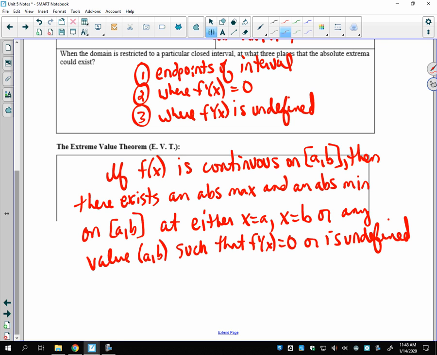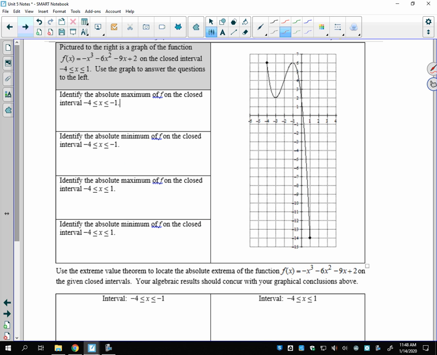So this is one that comes up a lot, especially in free response. So let's see if we can get through a little bit of this. 10 minutes already. Okay, I'm getting through this. So it says, the picture to the right is the graph of the cubic function on the closed interval -4 to -1. Use the graph to answer the questions.